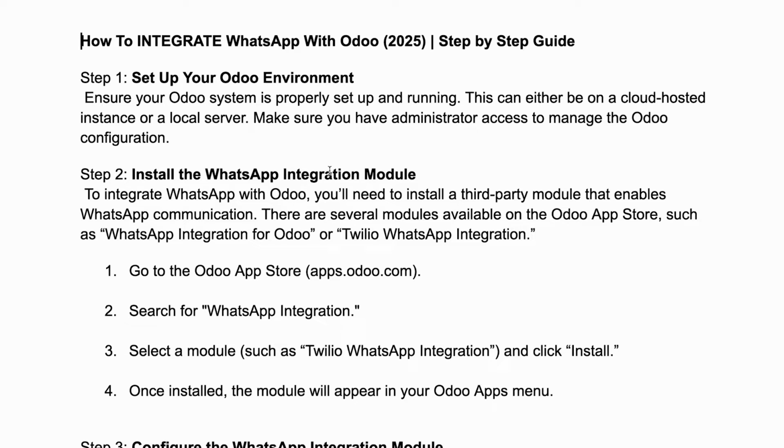How to integrate WhatsApp with Odoo. First, set up your Odoo environment. Ensure the Odoo system is properly working and set up. This can either be a cloud-hosted instance or a local server. Make sure you have administrator access to manage the Odoo configuration.